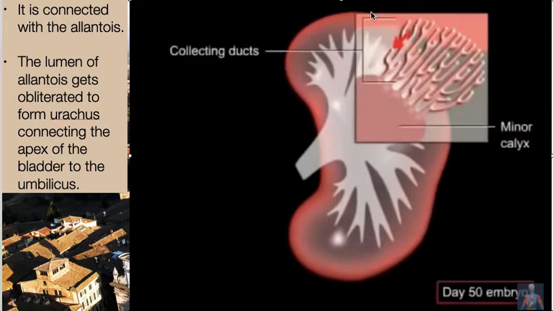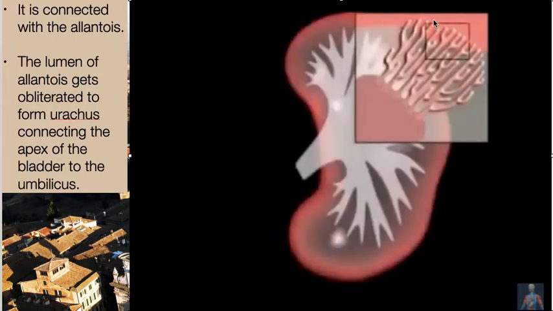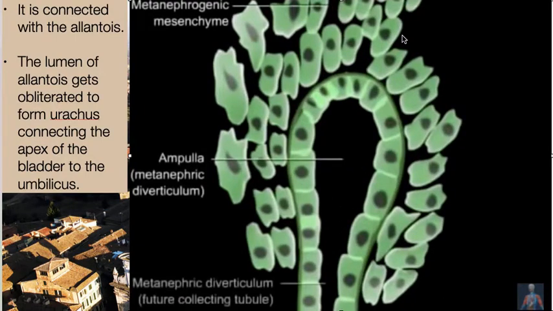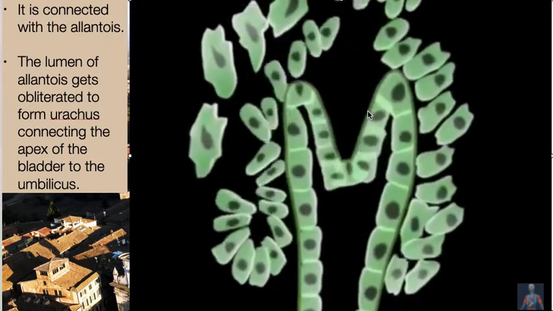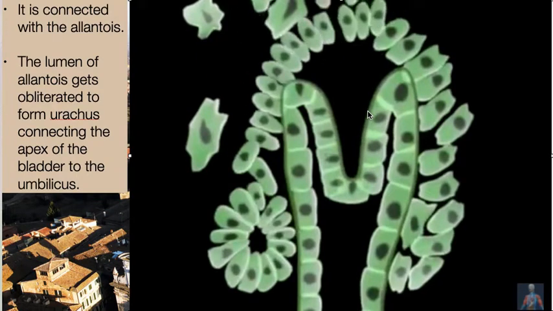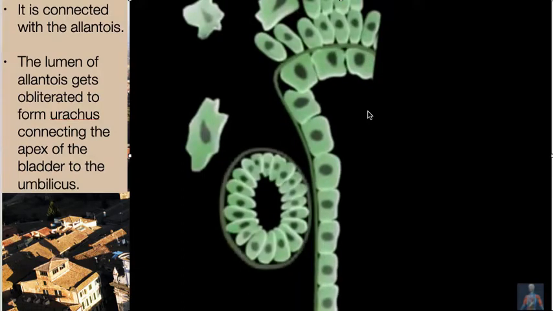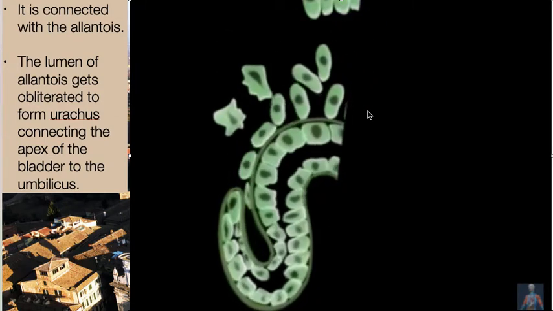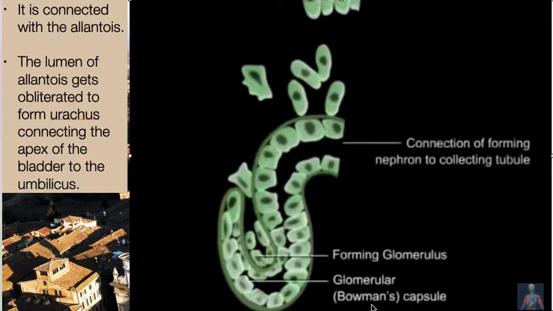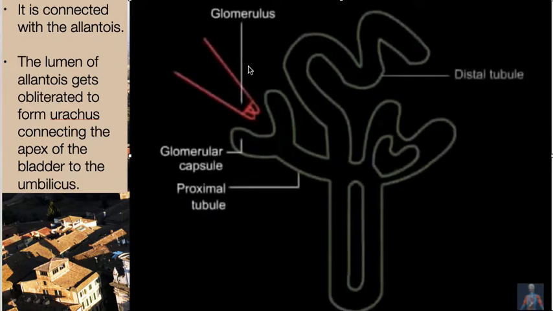You can see these collecting tubules, the minor calyx. Formation of nephrons. Here, these are the nephrons. You can see the metanephric mesenchyme ampulla. Here, forming glomerulus. Here, the primitive glomerulus, proximal tubule, distal tubule, and the loop of Henle.